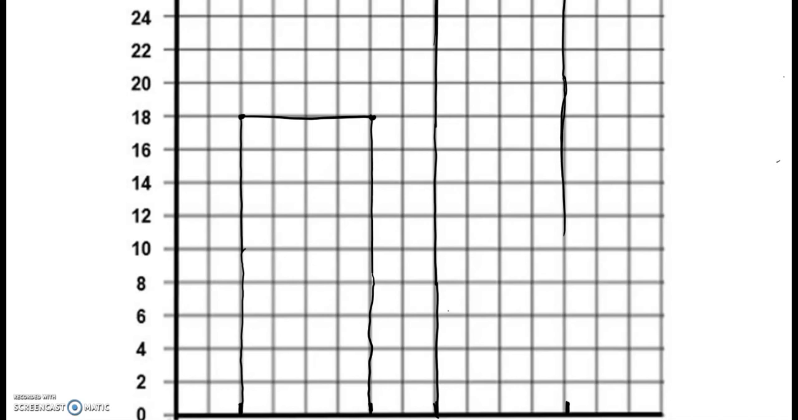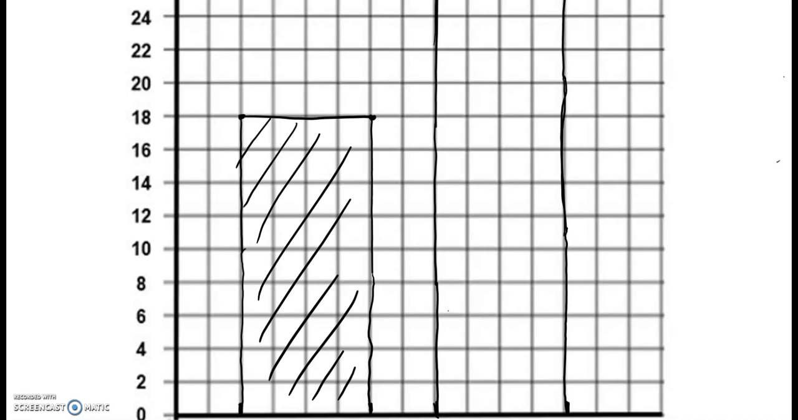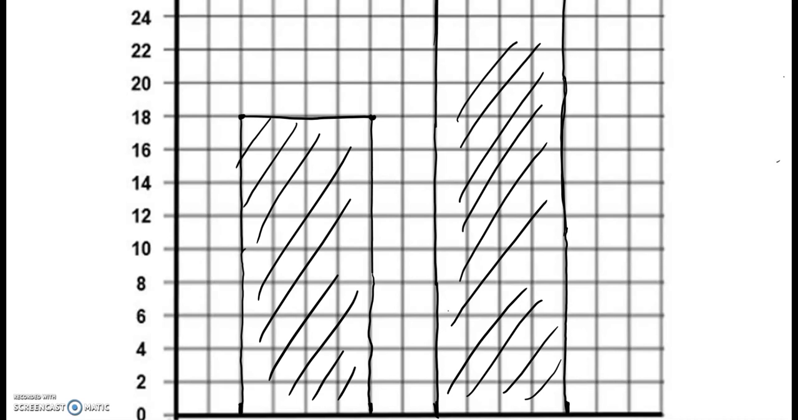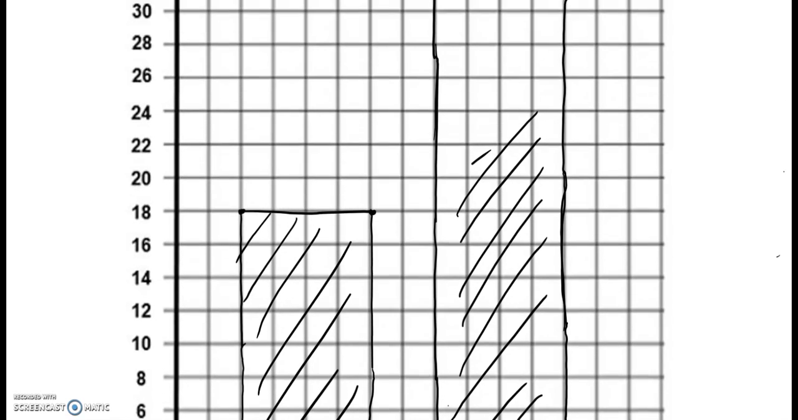Lines don't look perfect, but it's going to be easier for you when you do it on paper. I'm going to quickly shade them in so it's easier to see.